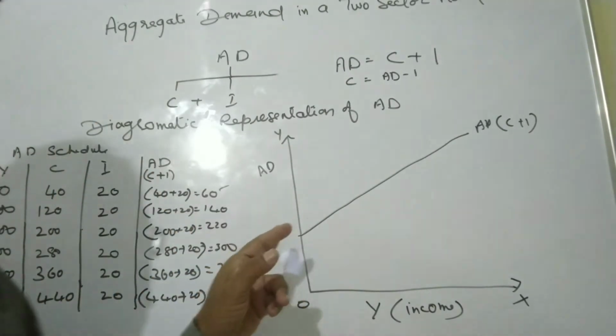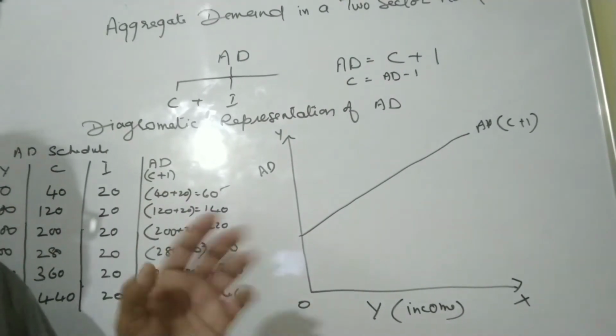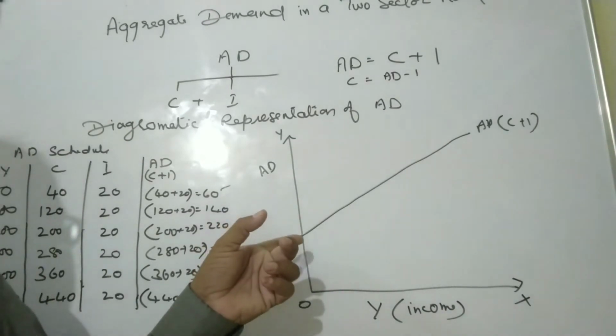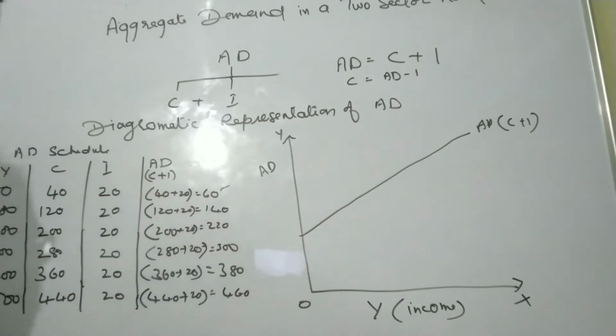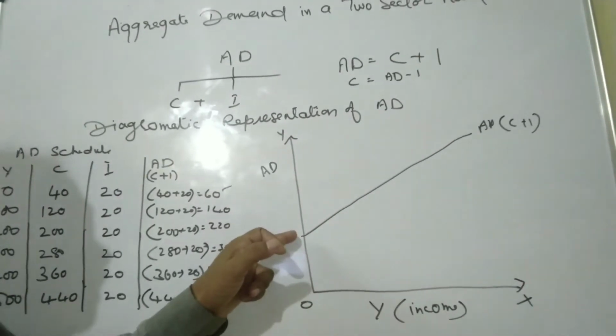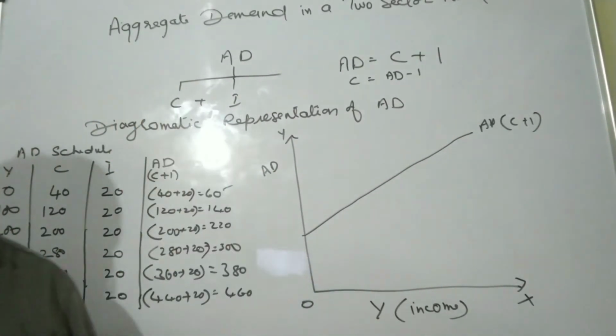Even if income is 0, people will have some minimum expenditure. They will spend money on food, clothing, shelter, all these things. So minimum expenditure will be there. So C will be there. And autonomous investment, as I told you, is free from income. So aggregate demand is making an intercept on the Y axis. Here income is 0, but expenditure is there.